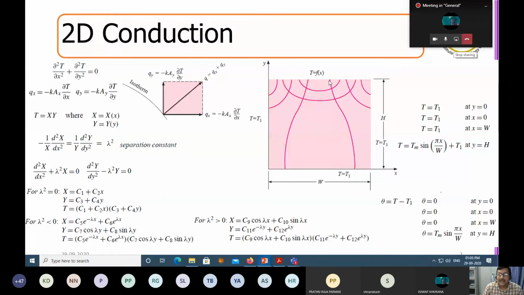Whereas for y equal to h, you have T1, which is the normal temperature, plus Tm into sine pi x by w. So you have a sine function here, right? Now, if you define this boundary condition in terms of theta, which is the temperature difference, that is T minus T1, you can rewrite the same set of equations like this.